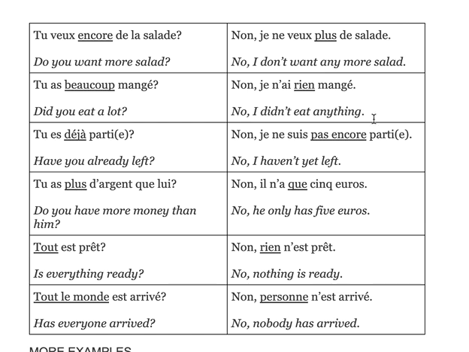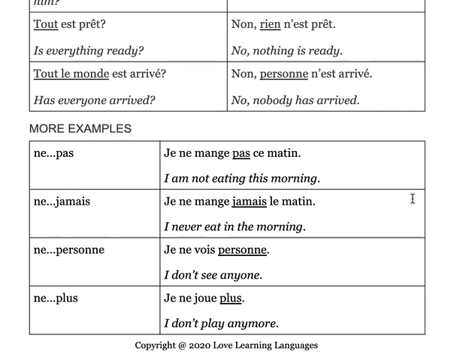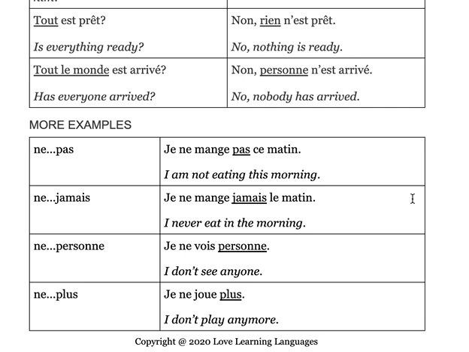All right, look at this one. Tout est prêt. Is everything ready? So you can use tout as a subject as well, right? Everything is ready. Non, rien n'est prêt. Nothing is ready.